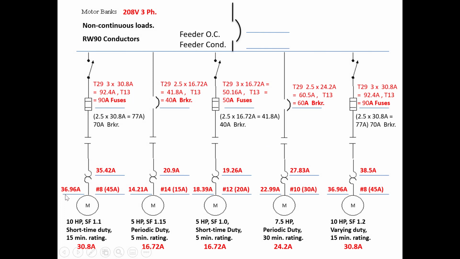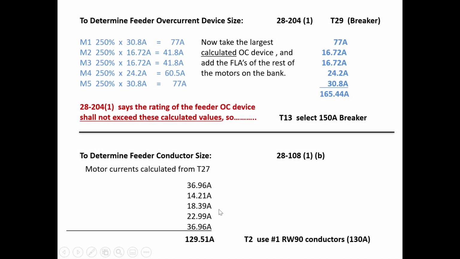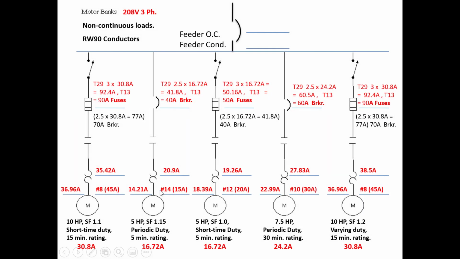So when we come back to this, these are all those calculated values I was talking about. If we go back here, all these calculated values are these values right here. Again, not the FLAs, the calculated values from table 27. So we have number 1s that we can pull for this feeder, and we have a 150 amp breaker to supply these 5 motors. Okay, so that's the long and short of motors and motor banks.